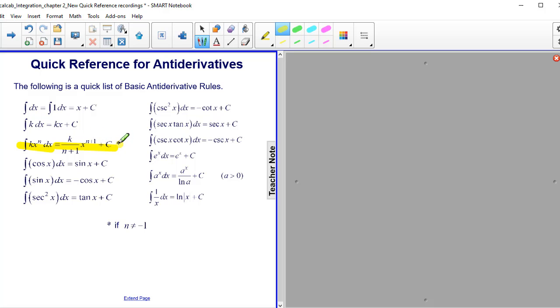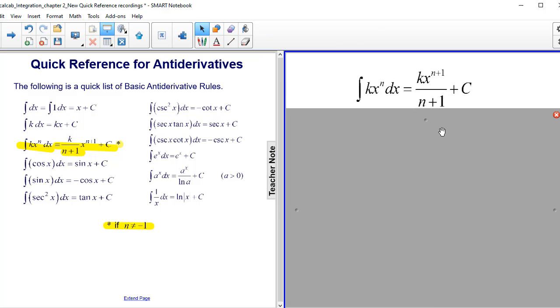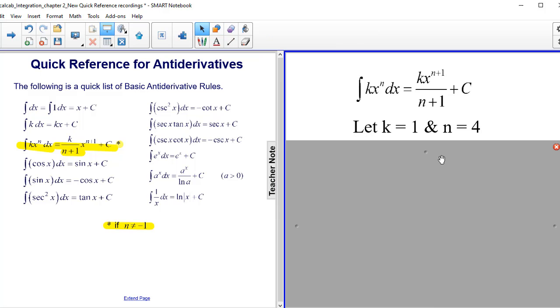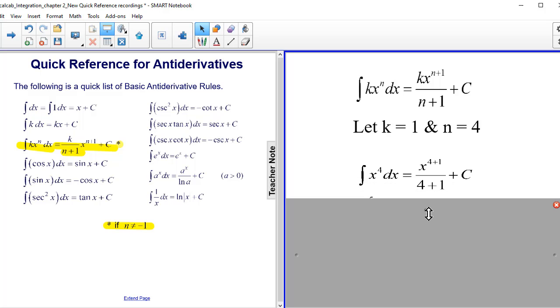And we have this little notation here that n cannot equal negative 1, and that would be because if n is equal to negative 1, we have 0 in the denominator. Let's make this concrete by taking a look at an example where I define what k and n are. So in this case, I'm going to let k equal 1 and n equal positive 4. So the problem will look like this.